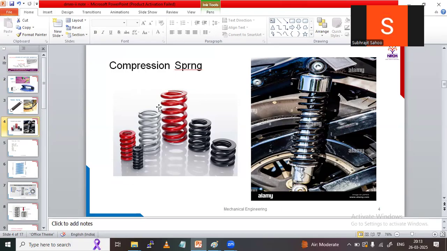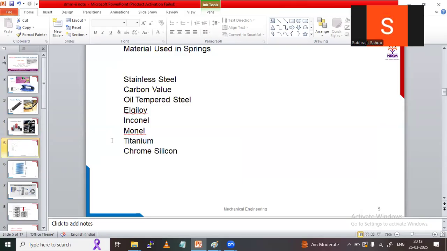Sir, the selection of material to produce a spring is very, very important. Sir, what kind of material is suitable for the manufacturing of springs? Here is the list of materials. Stainless steel, carbon steel, oil tempered steel, chrome silicon, titanium, monel, all these things we can use for spring materials, because these materials have very suitable properties for the manufacturing of this spring, right? So this is the little classification of the spring.